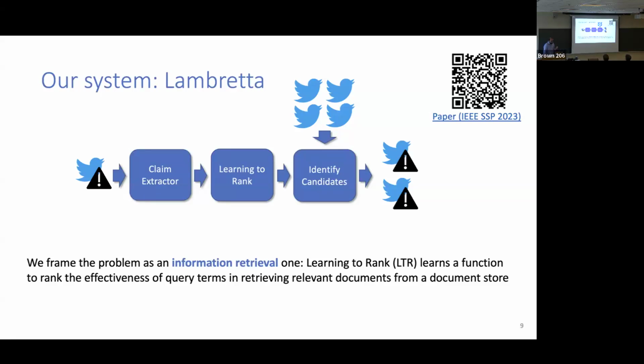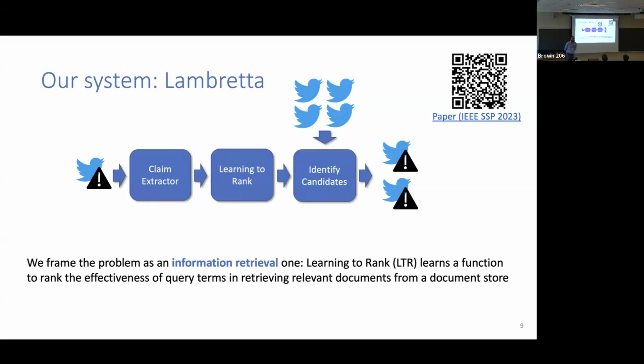2023. The idea at the core is that we frame this problem as an information retrieval problem. In information retrieval, think about search engines and so on. Typically, you have a query and you want to find the optimal set of candidates that match that query, okay? So we want to do the same thing: given a tweet, how do we find the most relevant tweets that still talk about the same topic?